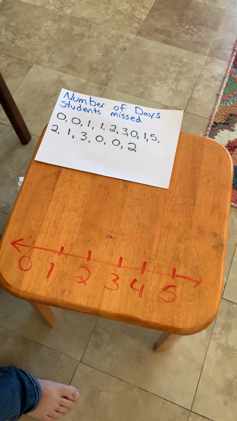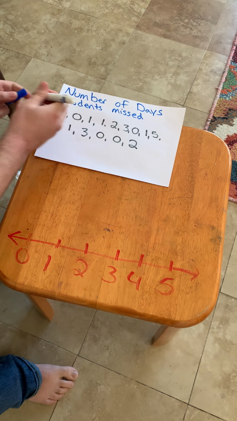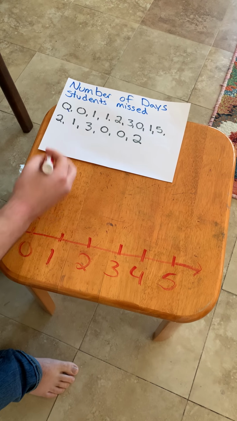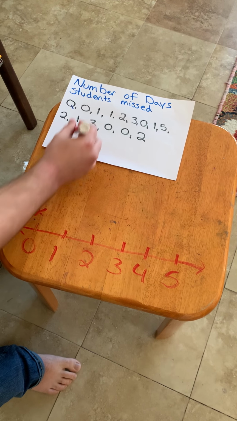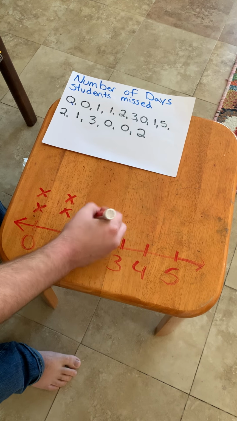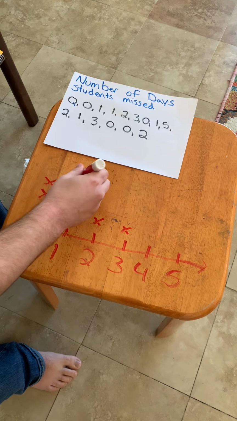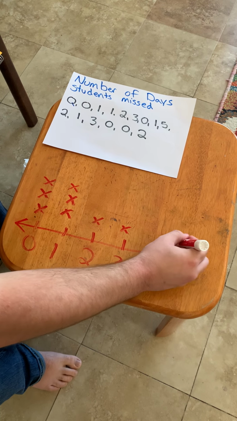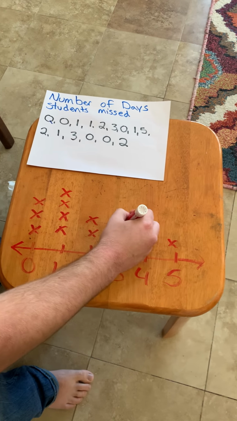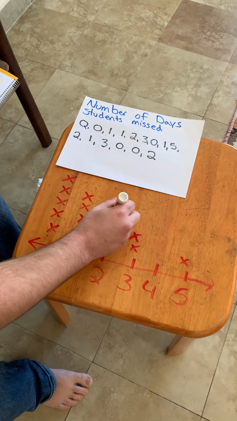And to make a line plot, it's actually pretty simple. What you're going to do is make an X for each one of these numbers on your board. So like this first one, this 0, I'm going to put an X right here. This next one is 0, 1, 1, 2, 3, 0, 1, 5, 2, 1, 3, 0, 0, 2.